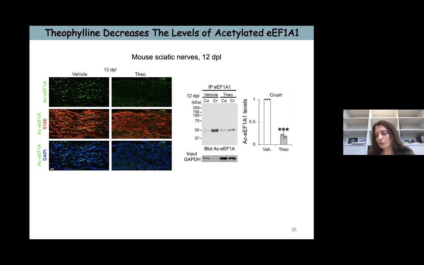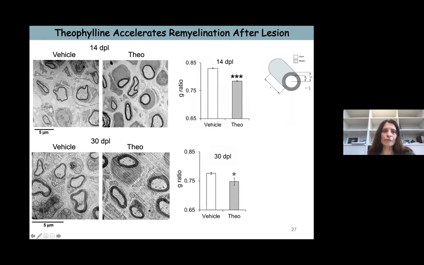So what about the morphology, the myelin sheaths? What we could find also at 4 days post-lesion, we can see already, those are cross-sections of sciatic nerve. And these are electron microscopy pictures.